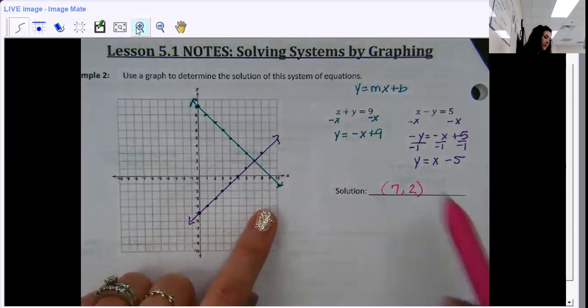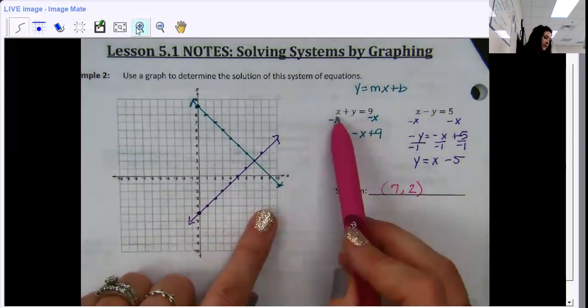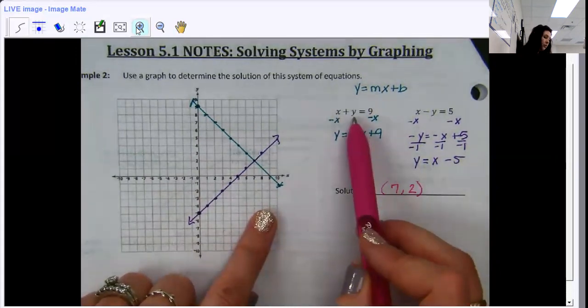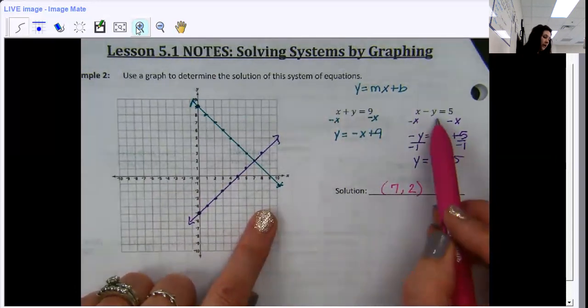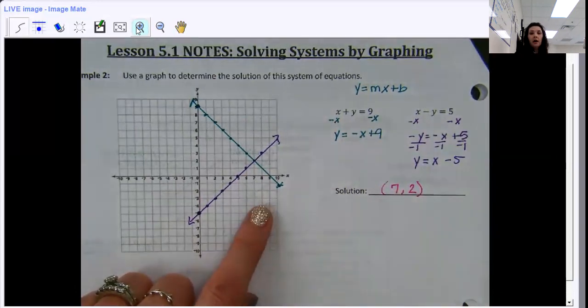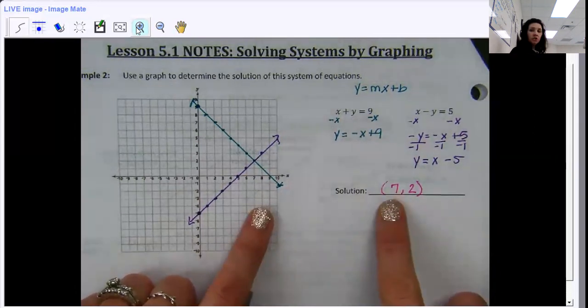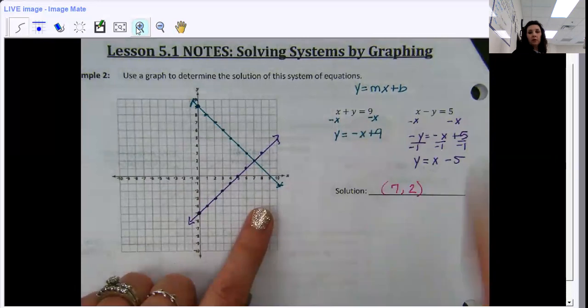That means that when I plug 7 into the x and 2 into the y, it will equal 9. And when I plug 7 into the x here and 2 into the y here, it will equal 5. And this solution answers the system of both of these equations.